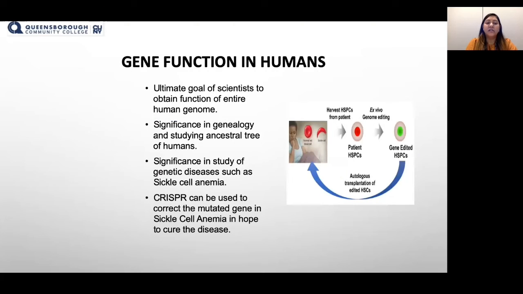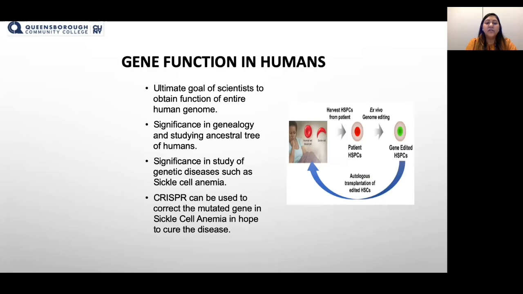The ultimate goal of scientists is to obtain the gene function of the entire human genome. The study of gene function is highly essential for genealogy, which is the study of the descent of an organism from its ancestors, forming a family pedigree. The significance of genealogy is that it helps to provide information about genetic diseases such as sickle cell anemia.